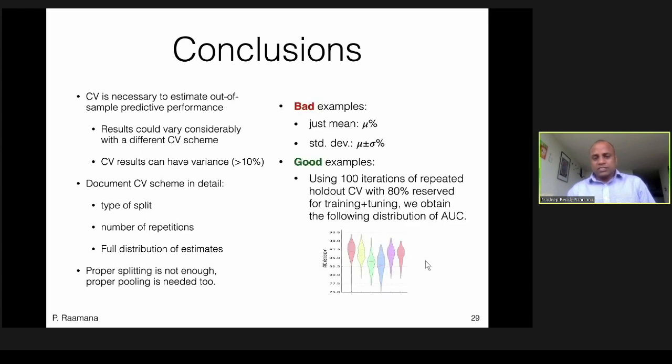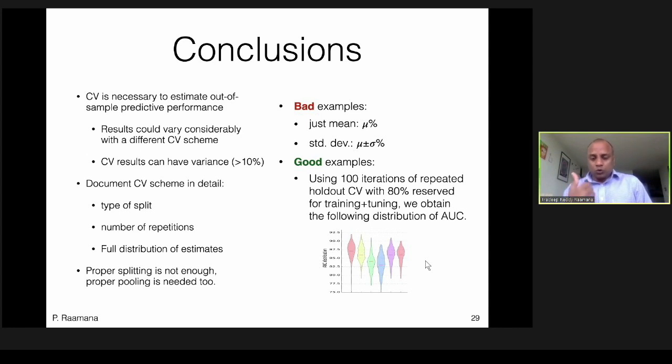For example, a good example for documentation is that you don't want to say, "Hey, I got 73% mean accuracy," with some standard deviation. There's no use, right? You want to fully tell the readers that, for example, you chose a repeated holdout CV with 80% reserved for training and tuning, you chose AUC as your metric, and repeated it 100 times. Here is the full distribution of these 100 numbers coming from 100 different splits of your cross-validation, right? Then this will really help us.